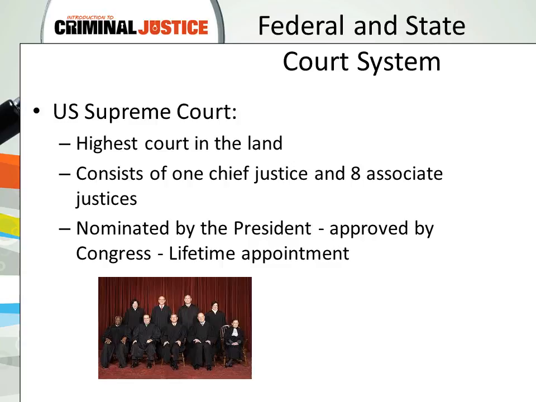The highest court in the land is the United States Supreme Court. There's one Chief Justice and 8 Associate Justices. They have an odd number, so there's never a split. Well, there's a split decision, but it's never even. How do you get to be a Supreme Court Justice? You get nominated by the President and approved by Congress, and it's a lifetime appointment. You're there until you either retire or expire.